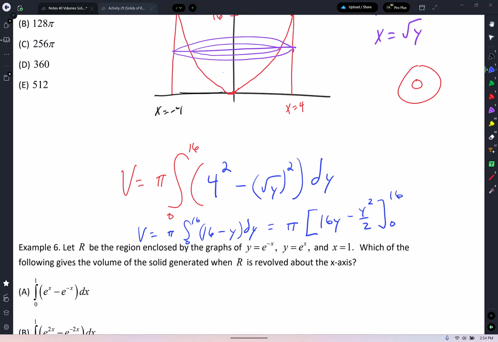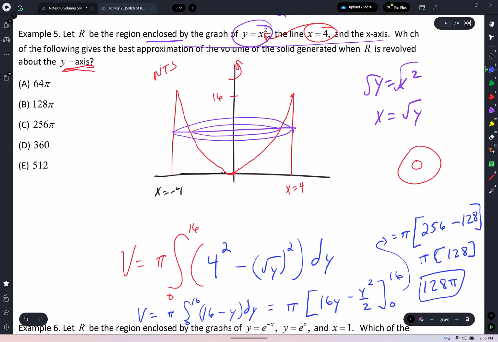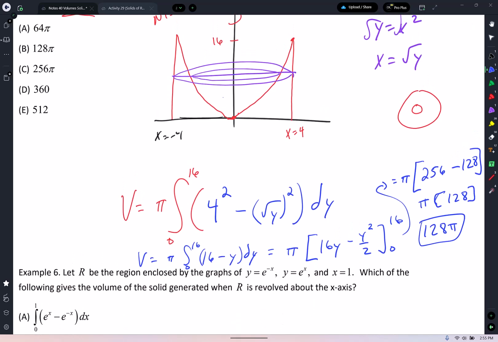You just have to worry about the 16 because everything's going to zero out with the 0. So I believe 16 times 16 is 256. So I'm going to write equals pi, parentheses, 16 times 16 is 256, minus 16 squared is again 256, but if I divide it by 2, it's 128. And 256 minus 128 is 128. So 128 pi. Even though this is probably no calculator question, we'll verify it with a calculator.